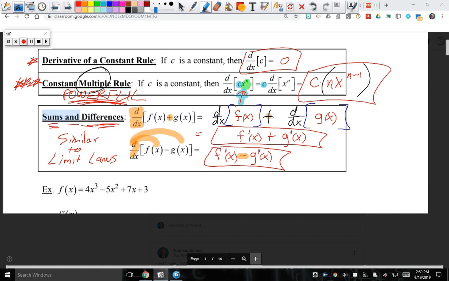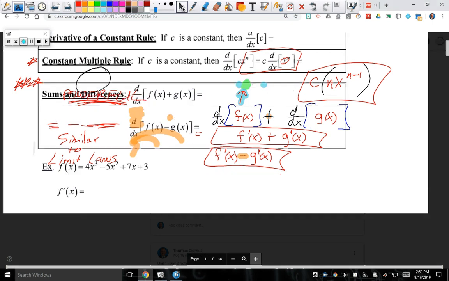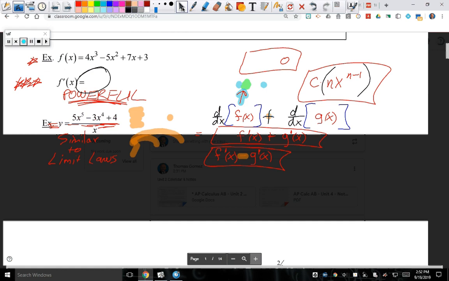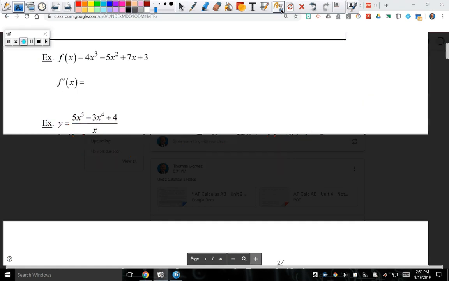Okay? All right. So now let's start putting these small bits of new rules together and solve derivatives of these functions. So I have f of x is equal to 4x cubed minus 5x squared plus 7x plus 3. Any suggestions, guys? What would I have? 12x squared minus 10x plus what? 7. Plus 7.